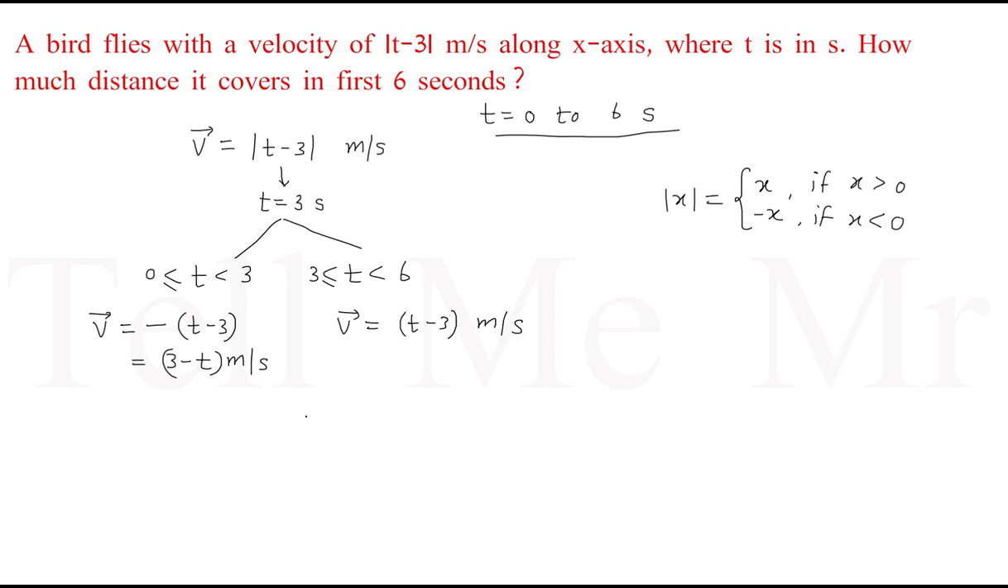So the velocity function is different before and after t equal to 3 seconds. And now we have to find the distance. This is always positive because it is a modulus function, so we can also write this as speed. So from the velocity we have got speed v equal to 3 minus t meter per second for t less than 3, and speed v equal to t minus 3 meter per second for t greater than 3.